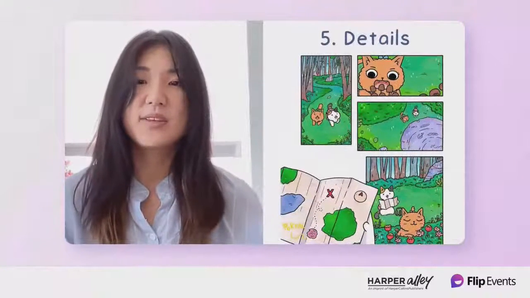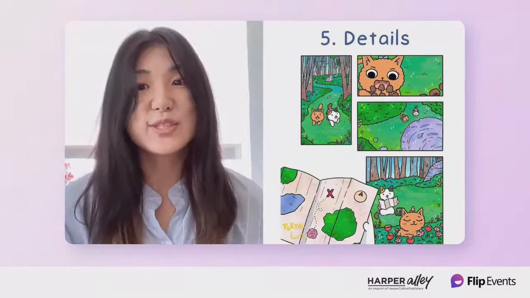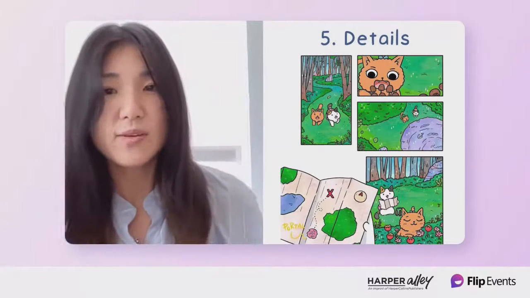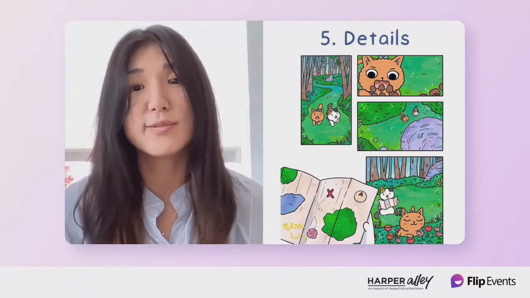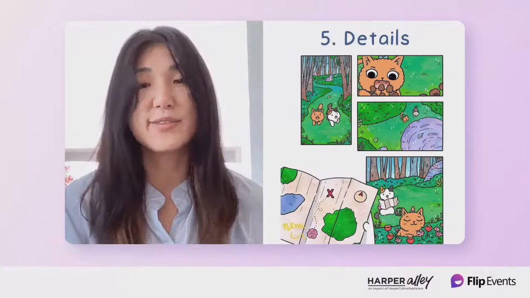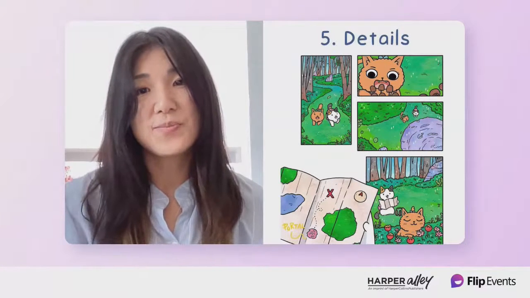Next, we add in the details. The details are really what make the characters pop. So in the grass, in the environment, you can add little textures and have a lot of fun with the little sparkles, making sure the colors of the flowers are red and really give it a nice touch.